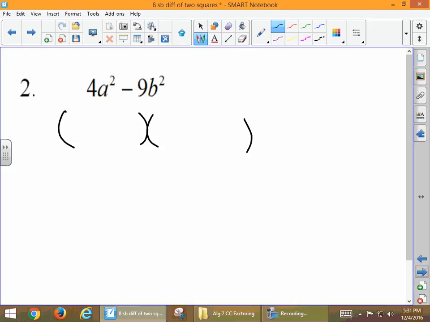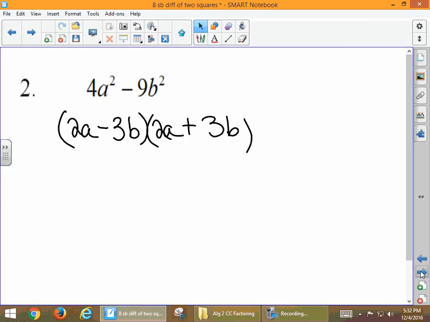If we look at 4, we saw that on the front of our notes. 4 is 2 times 2. A squared is a times a. 9, again, if you need to look on the front of your paper, 9 is 3 times 3. And b squared is b times b. Difference between two squares, different signs. There's a definite pattern to these.